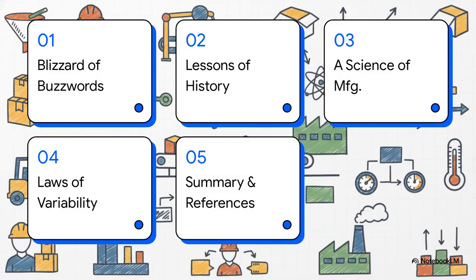Okay, let's just quickly glance at our roadmap for today's explainer. We'll start with 1, the blizzard of buzzwords, then move to 2, the lessons of history. After that, we'll look at 3, a science of manufacturing, followed by 4, the laws of variability, and we'll wrap it all up with 5, summary and references.